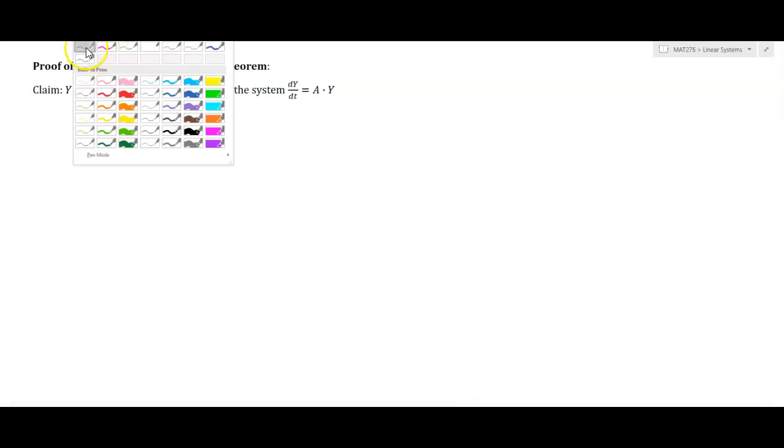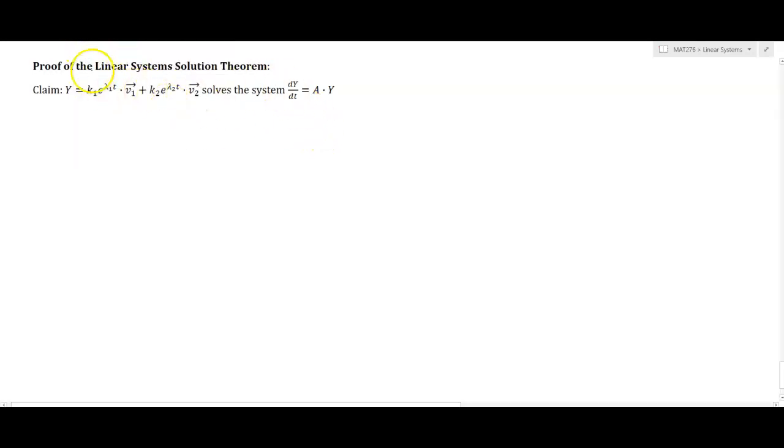In this short video, we'll just provide a little bit of justification for why y equals k1 e to the lambda 1 t v1 plus k2 e to the lambda 2 t v2 solves the system dy/dt equals Ay. So here's where it makes sense to work with the vector form.